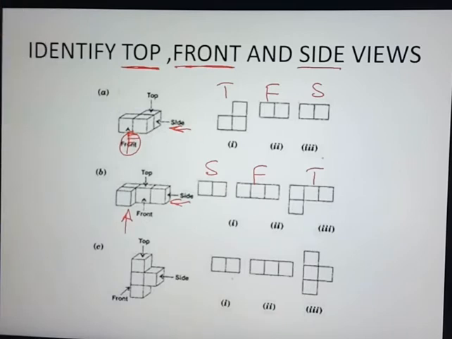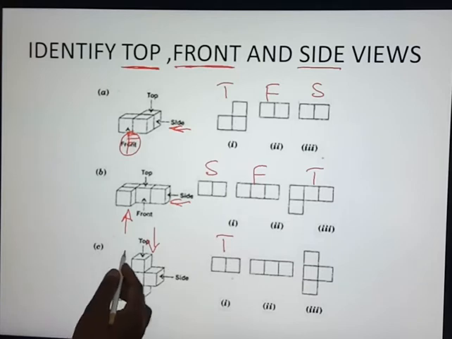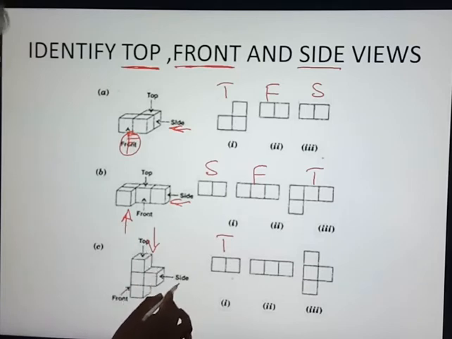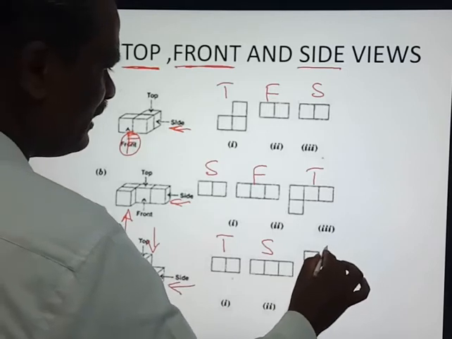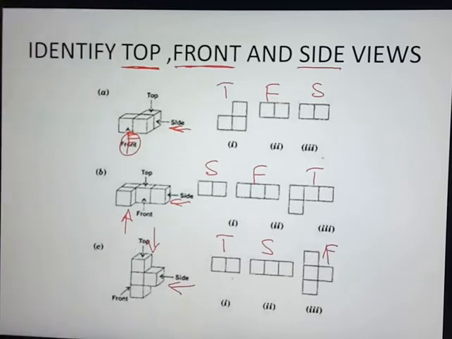Now come to the last object. From the top if you observe this object, what is the shape you will get? First option. First one. From this side if you see, from this direction, this is the side view. And the left one is front. Front means, third option is the front view.